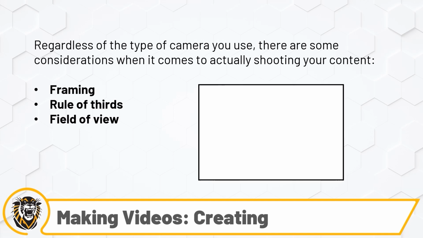Regardless of the type of camera you use, there are some considerations when it comes to shooting your content. The first is framing. In general, you want the main subject of your shot to be in the middle of the screen. But be careful when considering what the subject actually is. If you want to show a science experiment, is the subject of your scene the person doing the experiment, or the chemical reaction in the flask?